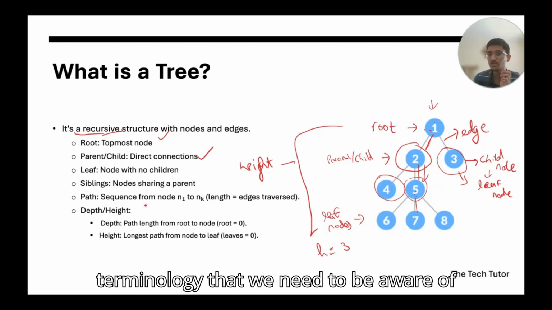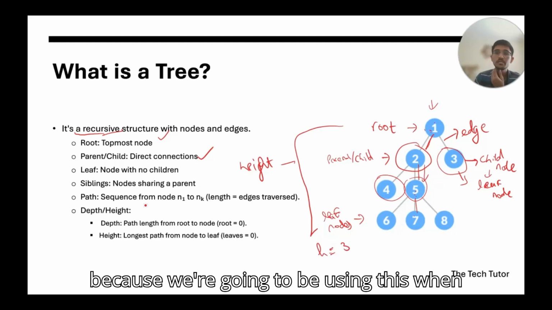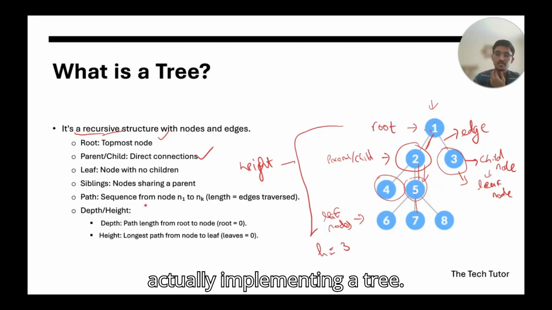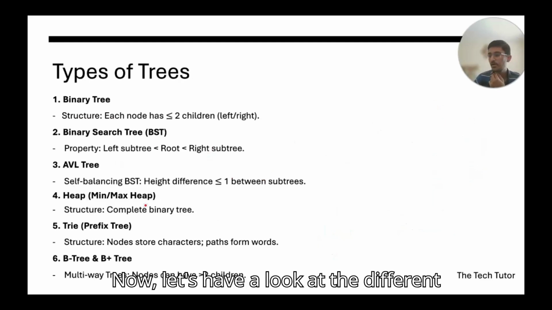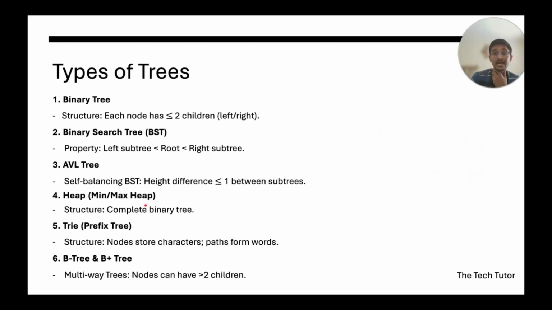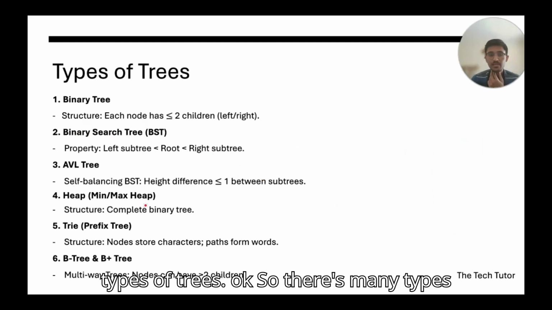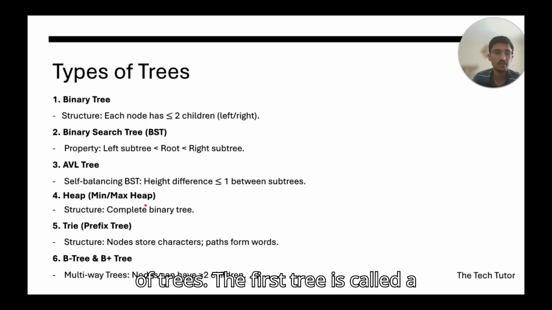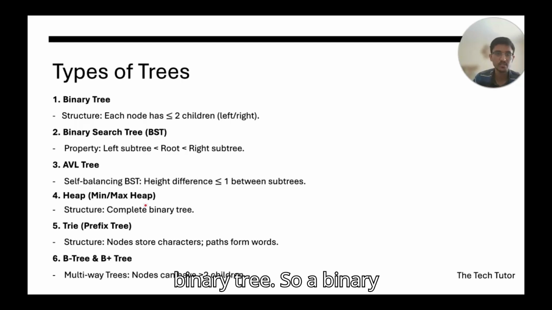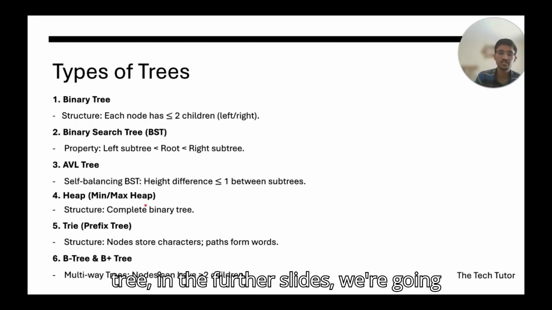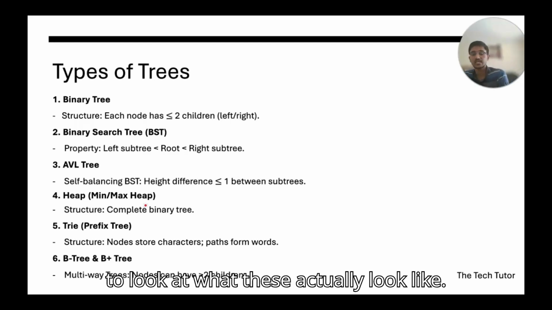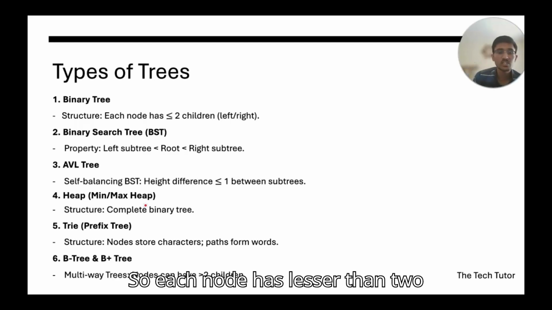Okay, some basic terminology that we need to be aware of, because we're going to be using this when actually implementing a tree. Now let's have a look at the different types of trees. There are many types of trees. The first tree is called a binary tree. In the further slides, we're going to look at what these actually look like. Each node has at most 2 children.